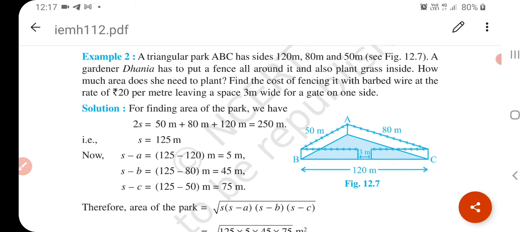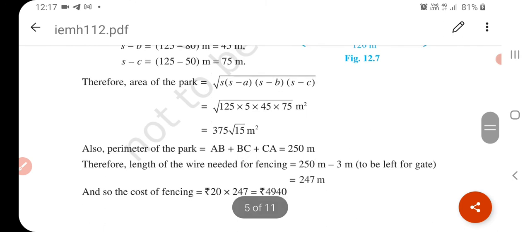Okay, therefore the area of the park is root of S into S minus A, S minus B and S minus C, and put the values. When we put the values, we get root of 125 into 5 into 45 into 75 meter square, and our answer is 375 root 15 meter square. Now also the perimeter of the park, we know, is 250 meter, and therefore the length of wire needed for fencing.